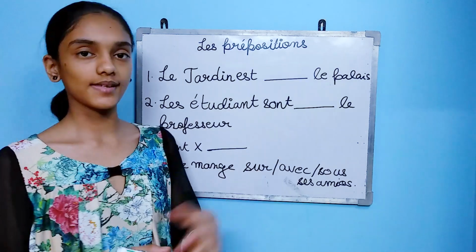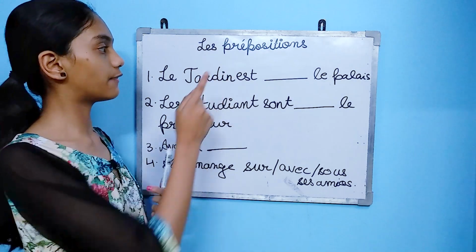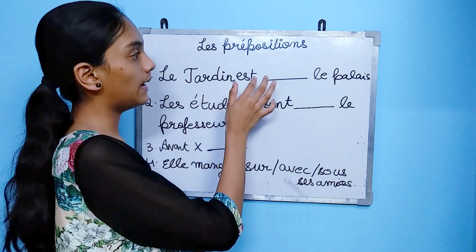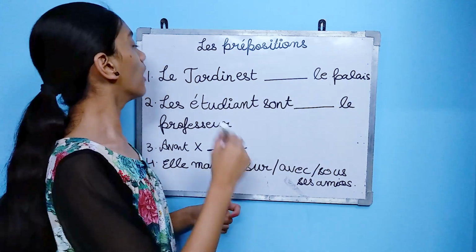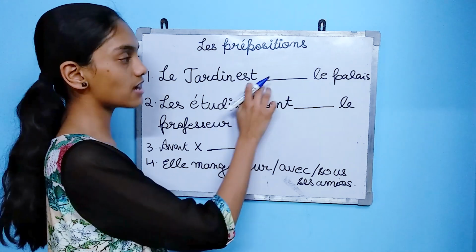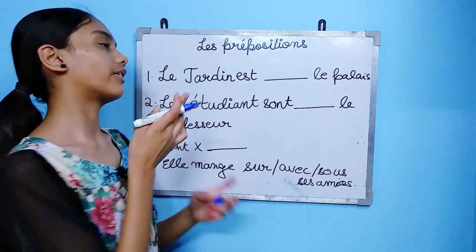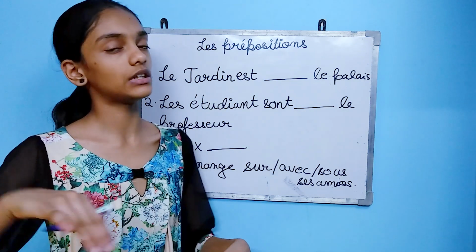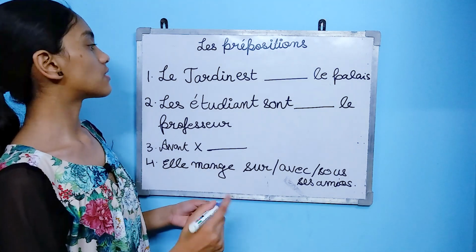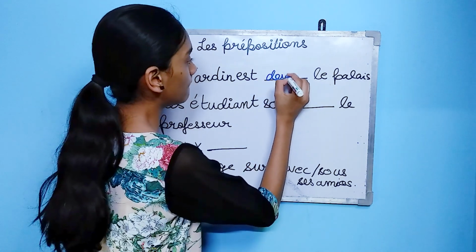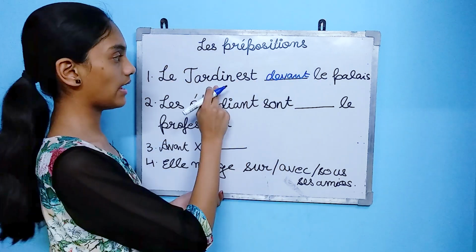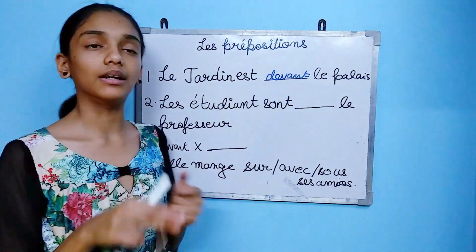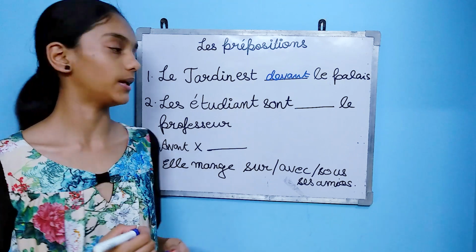Now let's quickly solve this exercise. In the first question, we have to fill in with the appropriate preposition. The question is, le jardin est dash le palais. The garden is dash the palace. So the garden can be in front of the palace, behind the palace, at the left, at the right. Here, I can write devant. Le jardin est devant le palais. It is in front of the palace. There can be multiple answers, so here I have just written one of them.